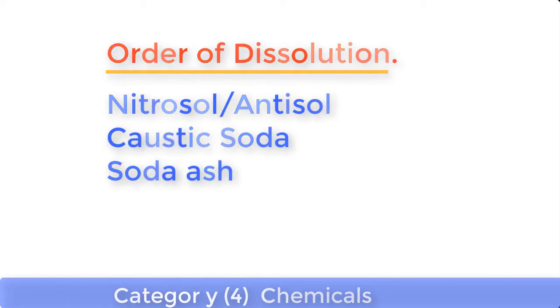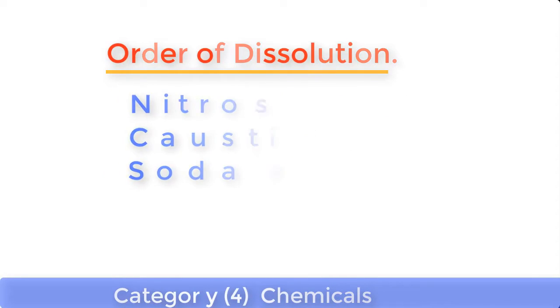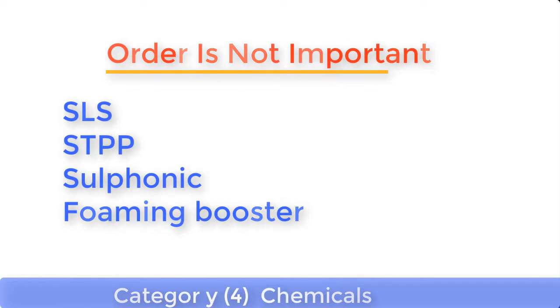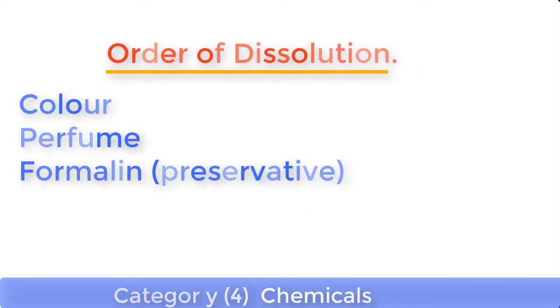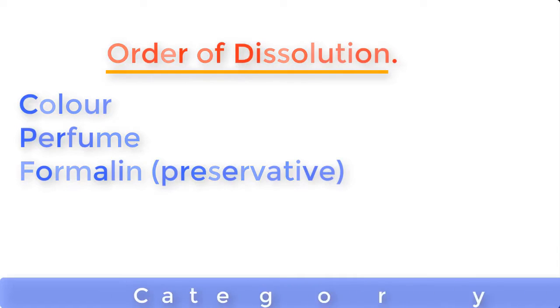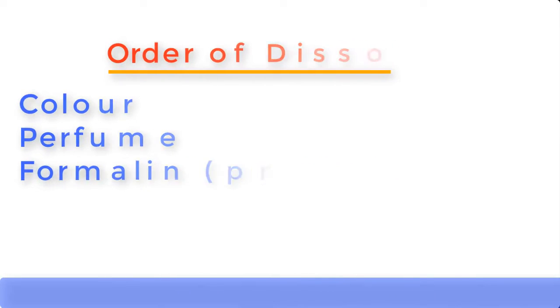You can start with any one and end with any one: SLS or Texapon, STPP, Sulphonic, and foaming booster. The fifth chemical is color, the sixth chemical is perfume, and the seventh chemical is formalin. Just like I said earlier, formalin here is used as preservative.